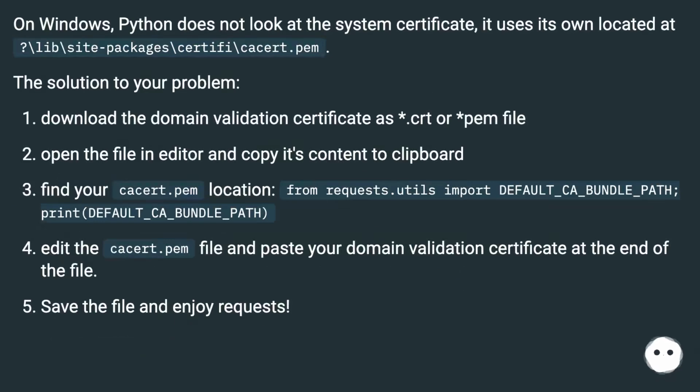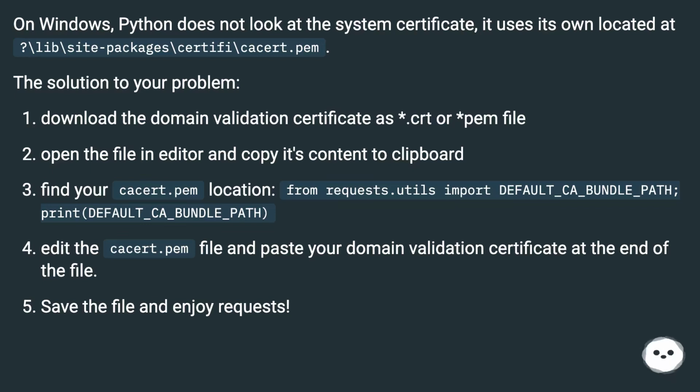On Windows, Python does not look at the system certificate. It uses its own, located at ..\lib\site-packages\certifi\cacert.pem. The solution to your problem: download the domain validation certificate as a *.crt or *.pem file. Open the file in an editor and copy its content to the clipboard.